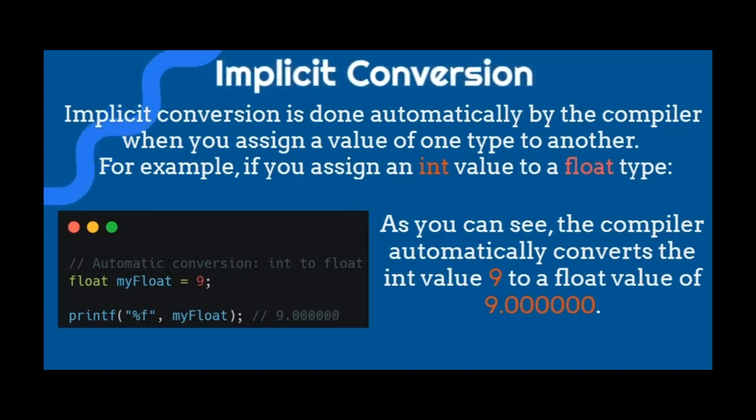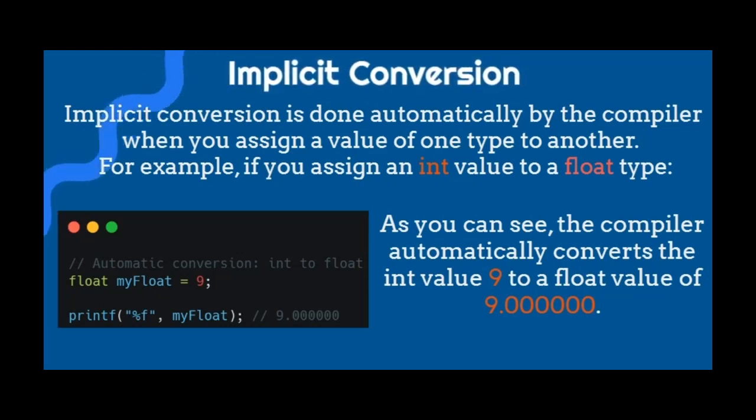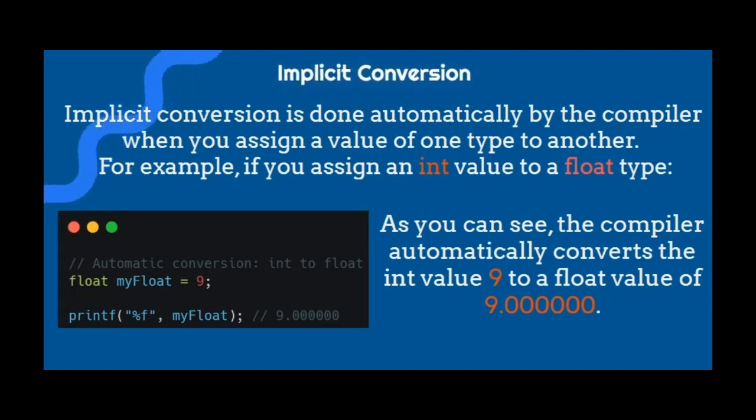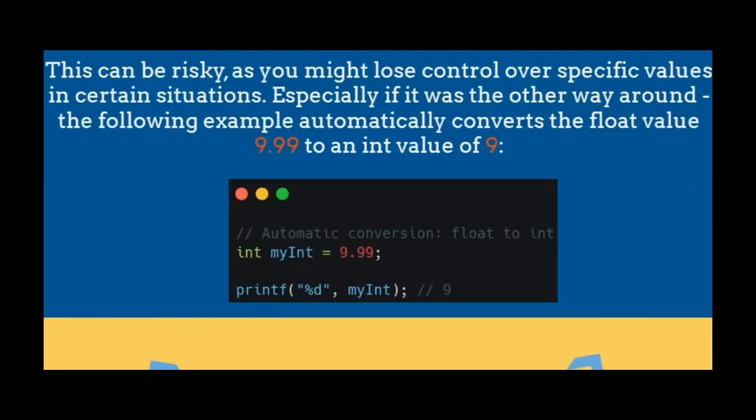another. For example, if you assign an int value to a float type. As you can see, the compiler automatically converts the int value 9 to a float value of 9.000000. This can be risky, as you might lose control over specific values in certain situations. Especially if it was the other way around.